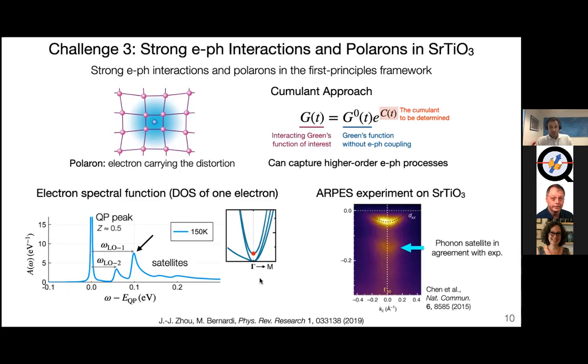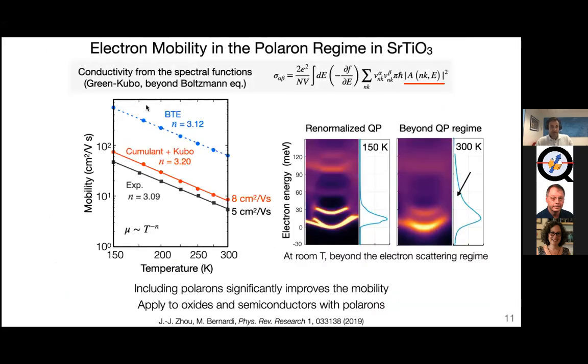And now, equipped with these accurate spectral functions, we have developed fully quantum mechanical calculations of the transport properties using the framework of Green-Kubo theory. Now, in this framework, the conductivity and mobility are obtained directly from the spectral function using this formula, and therefore they include polaron effects. Using this level of theory, which goes beyond the simple particle scattering picture of the Boltzmann equation, we've now recomputed the mobility in strontium titanate.